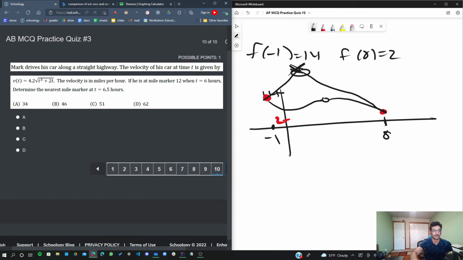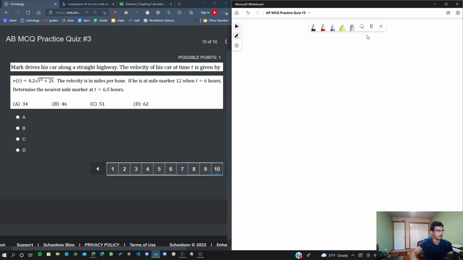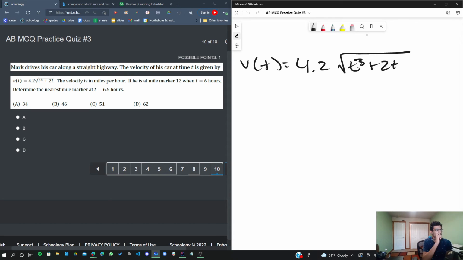Okay, velocity. All right, let's just do that so quickly. The velocity of this car is given by v of t equals 4.2 square root of 3, 2t. She has at mile mark 12 at t equals 6 hours. So this is how I like to think about it.